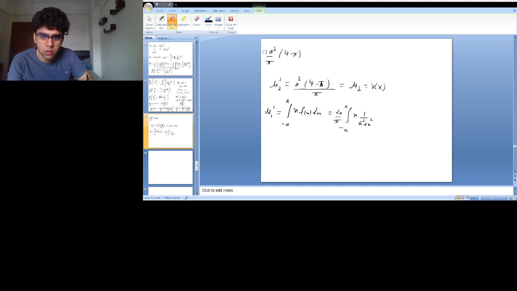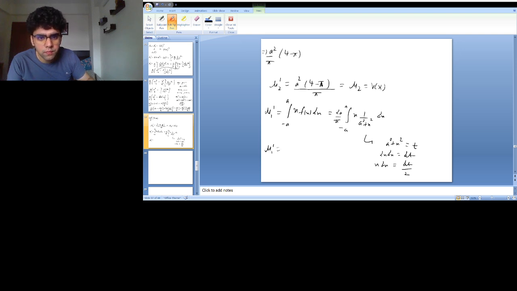I'm just taking this out because this is a constant term. So this becomes, now how do I solve this integral? I'll assume a square plus x square to be t. So this becomes 2x dx is equal to dt. Now x dx, I have that in the numerator, so I can write this as dt upon 2.